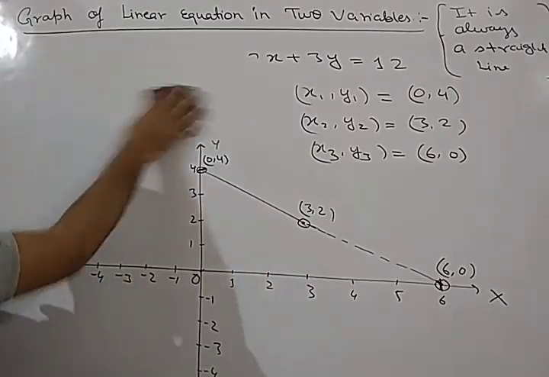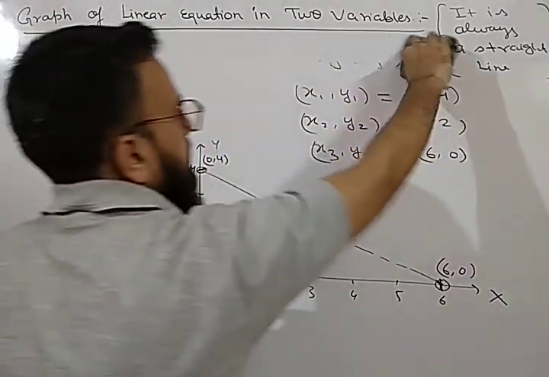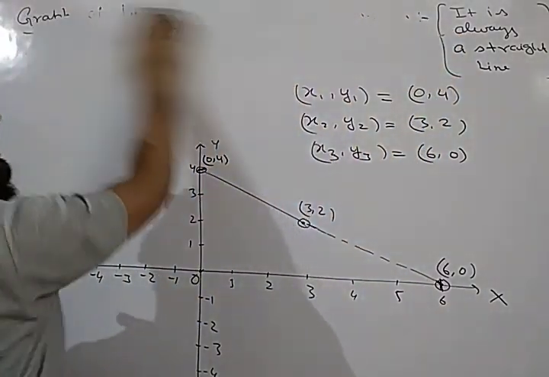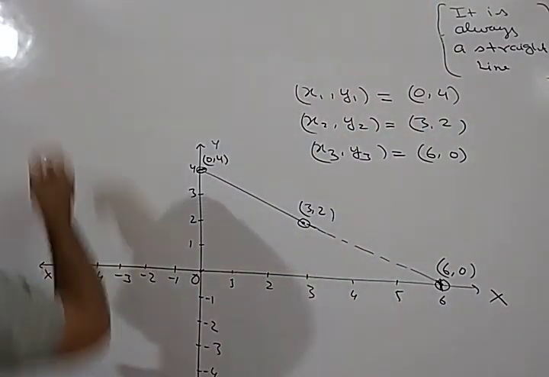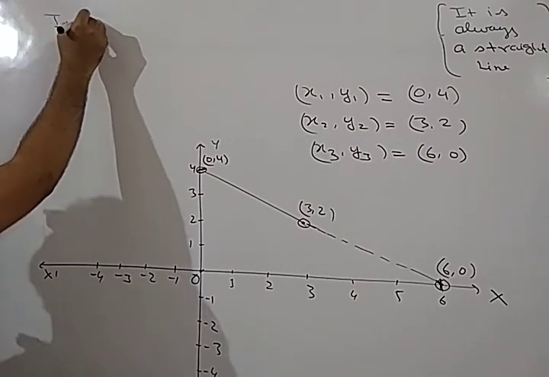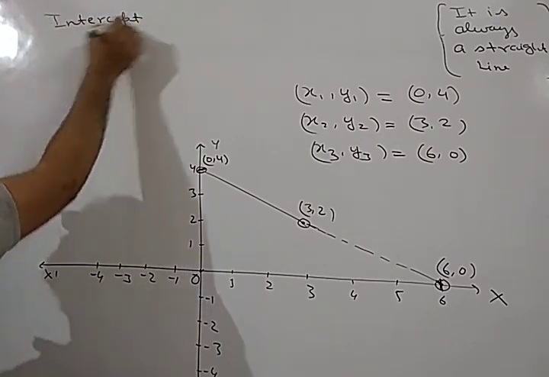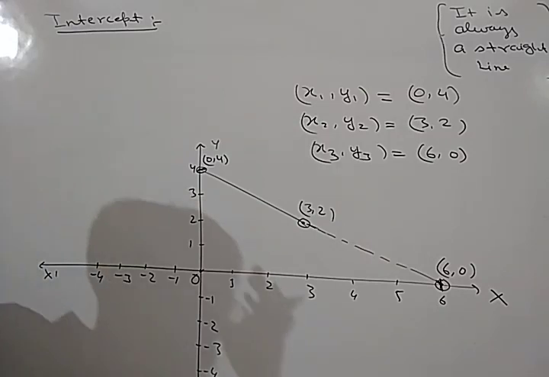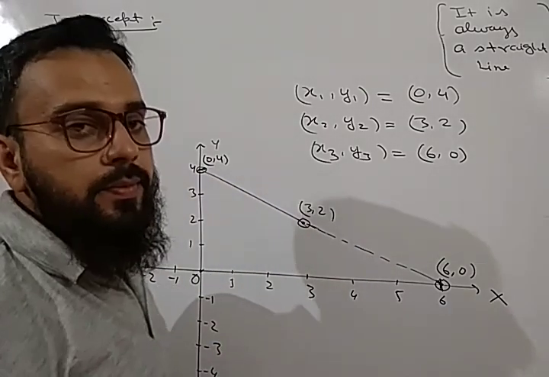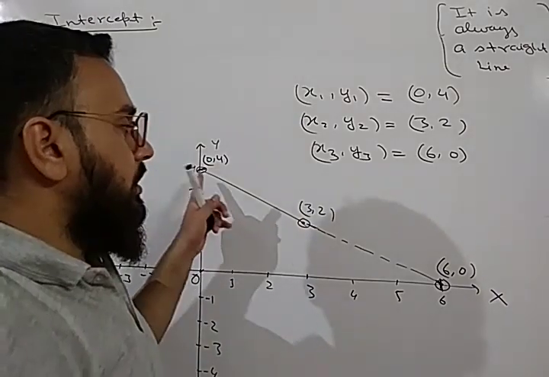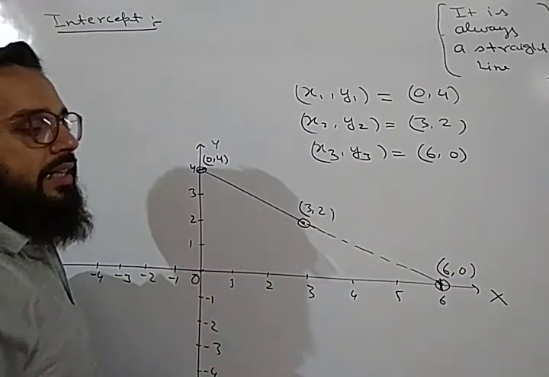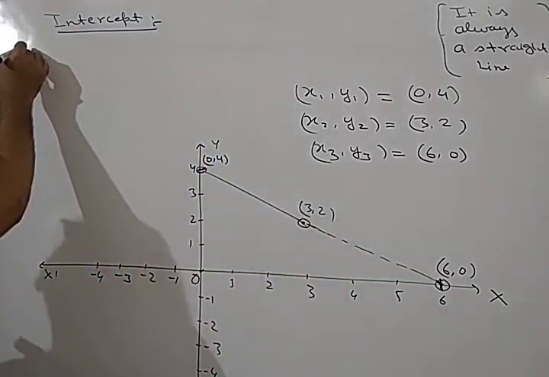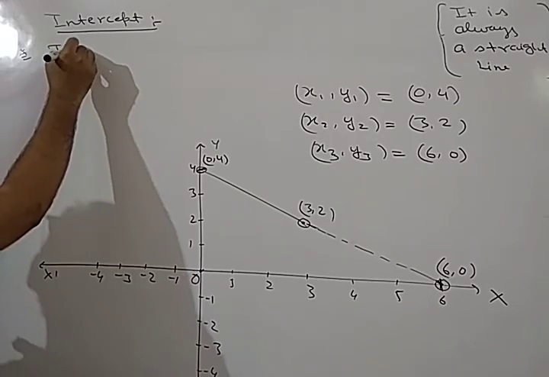Now you will be asked in the question to draw the graph of a given linear equation and find the intercept, a term known as intercept. So what is the meaning of intercept? Intercept is the distance which is cut by the graph of a linear equation on the x-axis or on the y-axis. So what is the intercept on the x-axis?